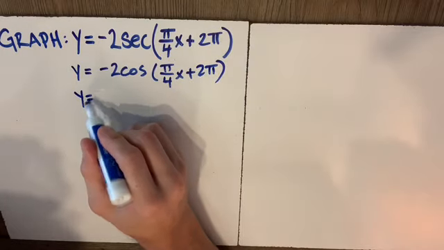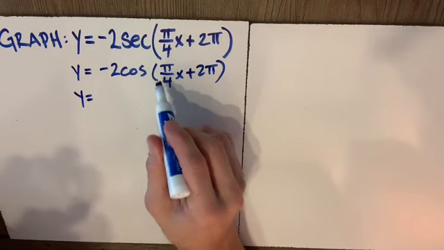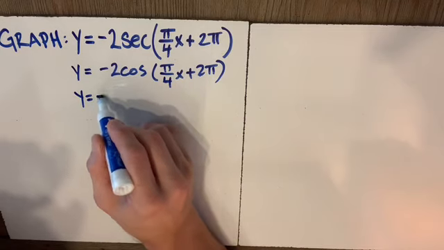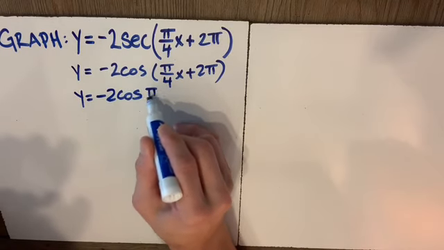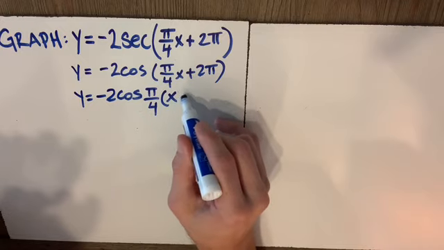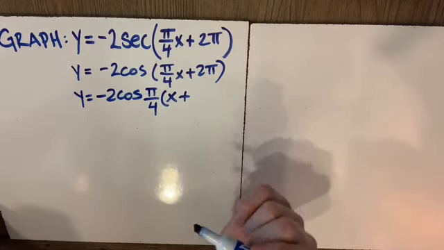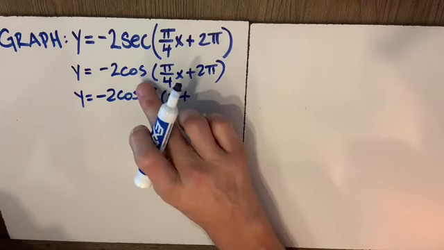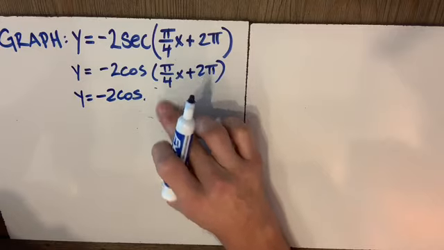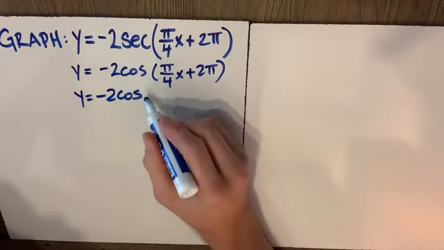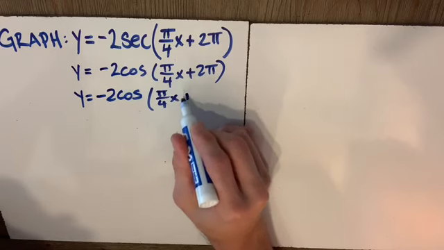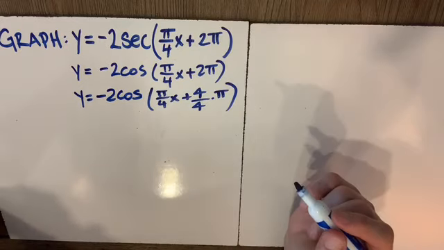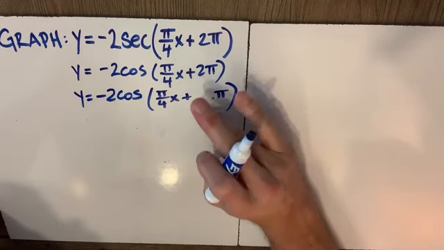Now, remember, we want to factor out whatever's in front of the x, or I'll say factor out the b, so that inside the parentheses we have a coefficient of x equal to 1. That's what's guiding our math here. So I'll factor out a pi over 4, and I'm left with x plus, well, I don't have a 4 to pull out, right? Let me go back one step. If I multiply this by 4 over 4, I'm going to have pi over 4 x plus 4 over 4 times pi. You know what? We had 2 pi, right?